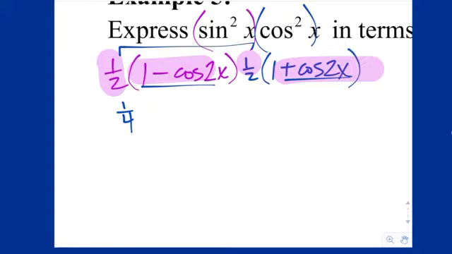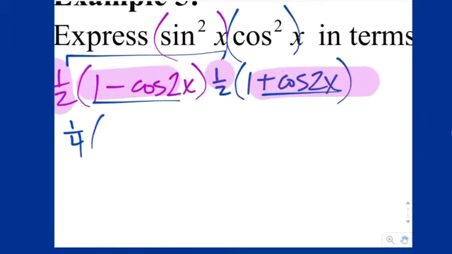And when you expand conjugates, you get a difference of 2 perfect squares, nice, which means your middle terms will cancel. So let us do that. 1 times 1 is 1. On your inside, you're going to get minus cosine of 2x. On the outside, plus cosine of 2x. Those will cancel. And so your last, you get a negative times a positive, which is negative. Cosine 2x times cosine 2x is cosine squared of 2x.